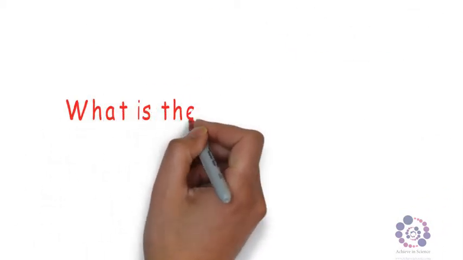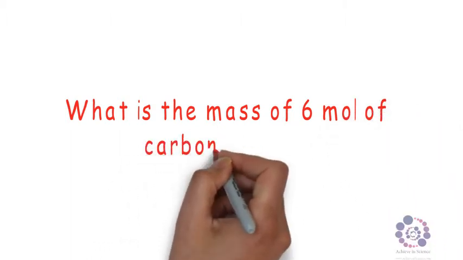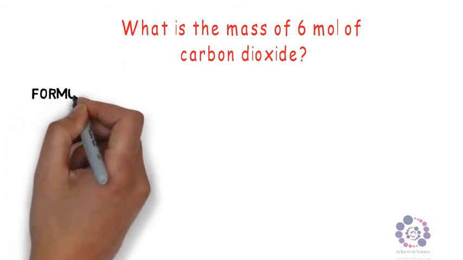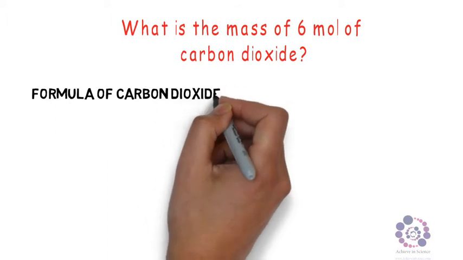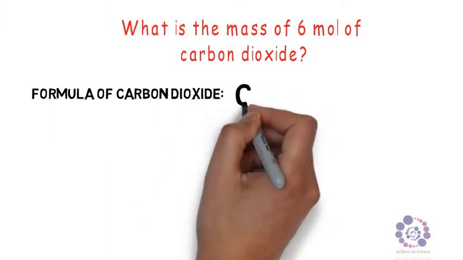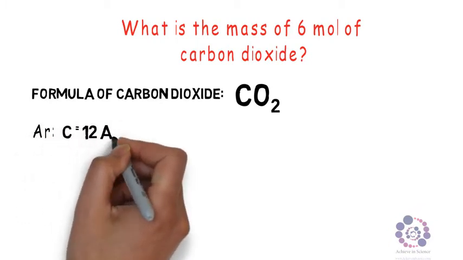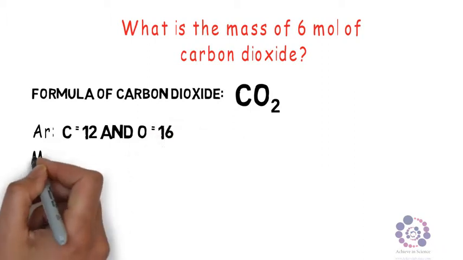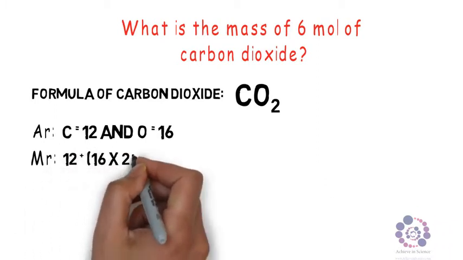Now, what is the mass of 6 moles of carbon dioxide? Again, pause the video if you wish to work this out. Well, the formula for carbon dioxide is again CO2. Carbon has a relative atomic mass of 12 and oxygen has a relative atomic mass of 16. Therefore we can again work out the relative formula mass, which is 12 plus 2 lots of 16, which is 44.